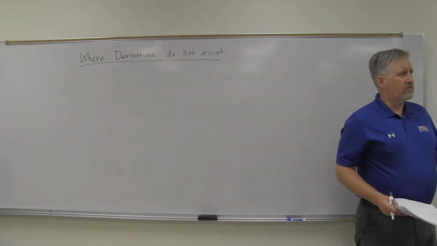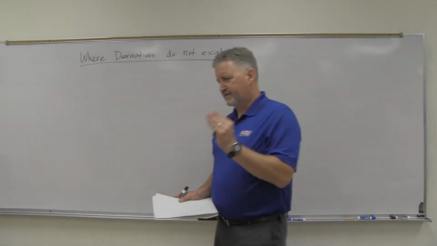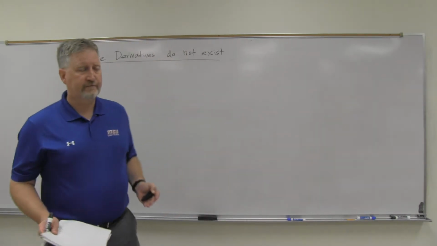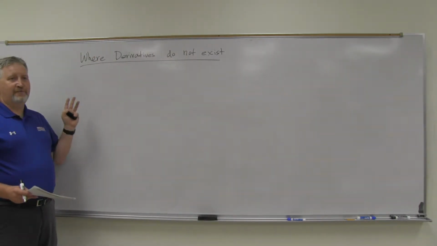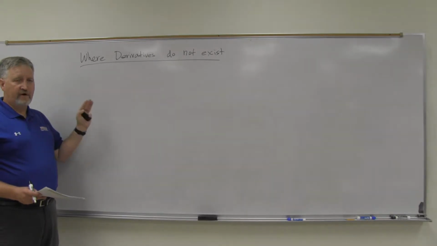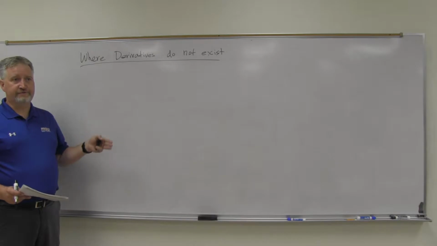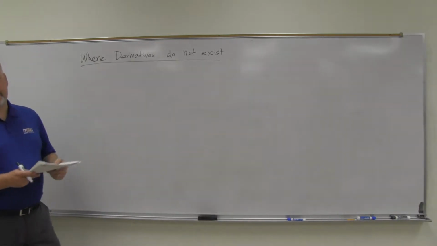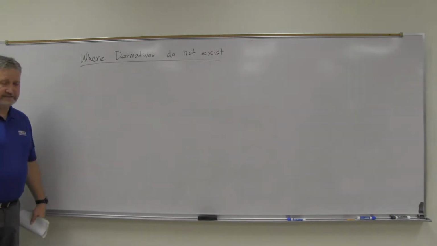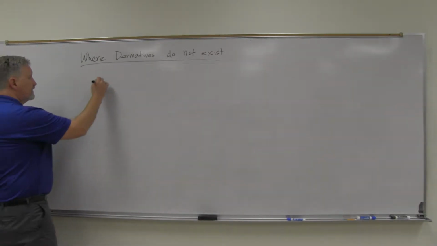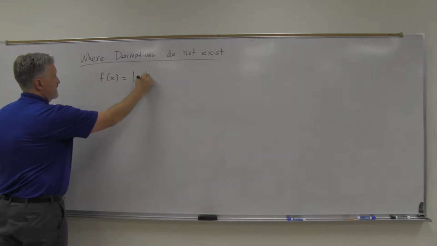Graphically speaking, we know the derivative is the slope of the tangent line at a particular x. We run into some difficulty, though, with some graphs that have certain features. And that's what I want to look at next here, is where derivatives do not exist. Let's think about one in particular here. f of x equals the absolute value of x.